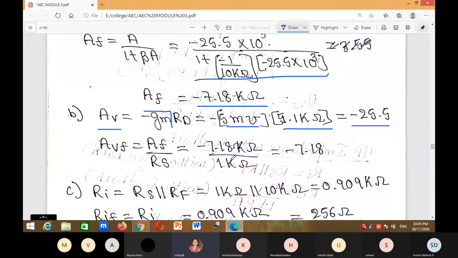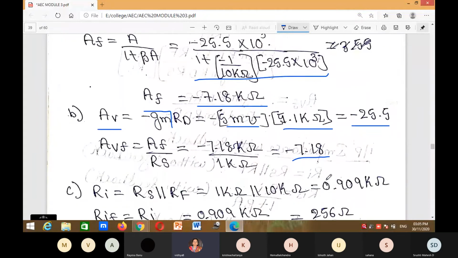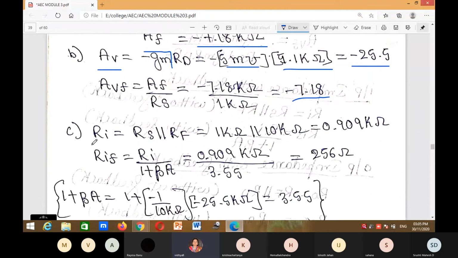AVF is equal to AF divided by RS. But what is the value of AF? The AF value is minus 7.18 kilo ohm. That is what they have considered, and the RS value is 1 kilo ohm. You'll get 7.18. Okay. Next, the input resistance: RS parallel RF, 1 kilo ohm parallel with 10 kilo ohm. You'll get 0.909 kilo ohm.